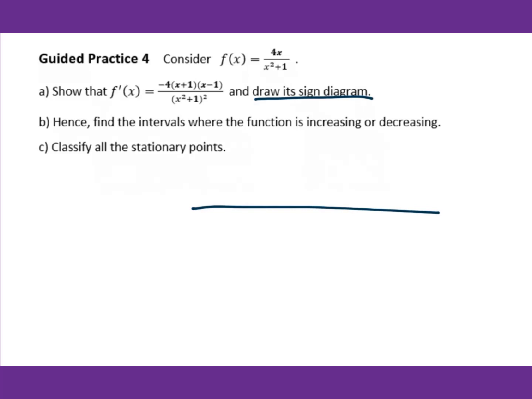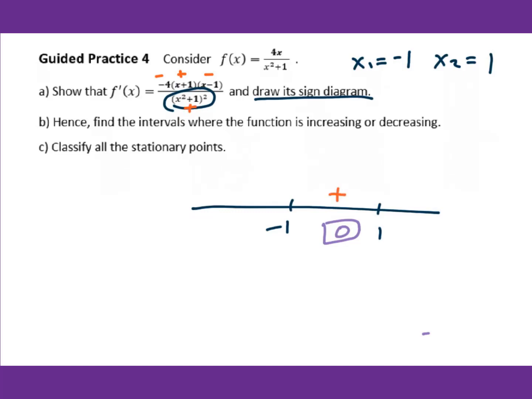Make the top equal 0. We get x1 equals negative 1, x2 equals 1. The denominator is never 0, so we just keep this. Then we choose 0 and plug in. You will get negative, positive, negative. This is a positive, so you will get a positive. For 1 and negative 1, both are single factors, so change the sign like this.